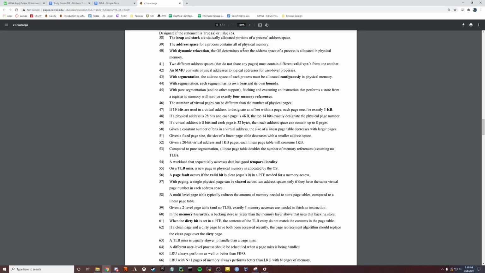41, two different address spaces that do not share any pages must contain valid VPNs from one another. Two different address spaces, valid VPN. Wait, what? You're good. I thought you just dropped the word different. Okay, two different address spaces that do not share any pages must contain different valid VPNs from one another.